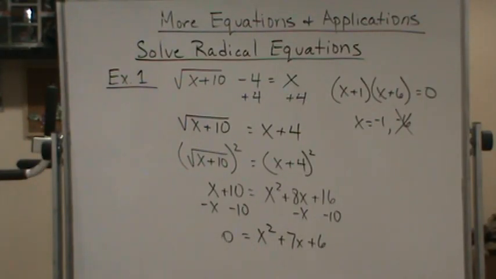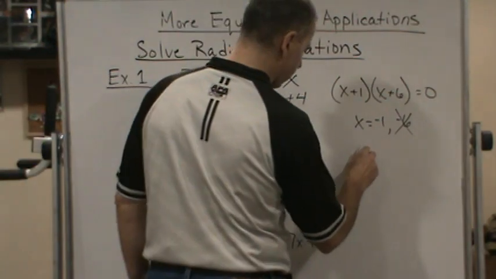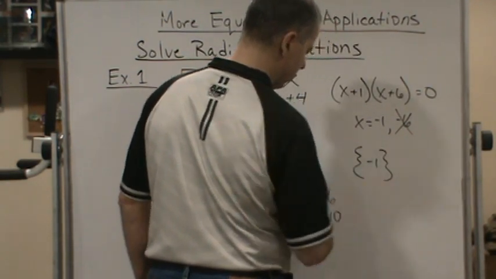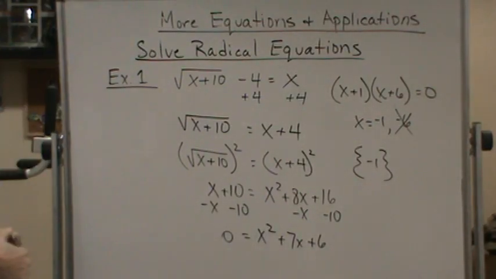So the solution is x equals -1. If we wanted to use braces, so our set notation, it'd be -1.